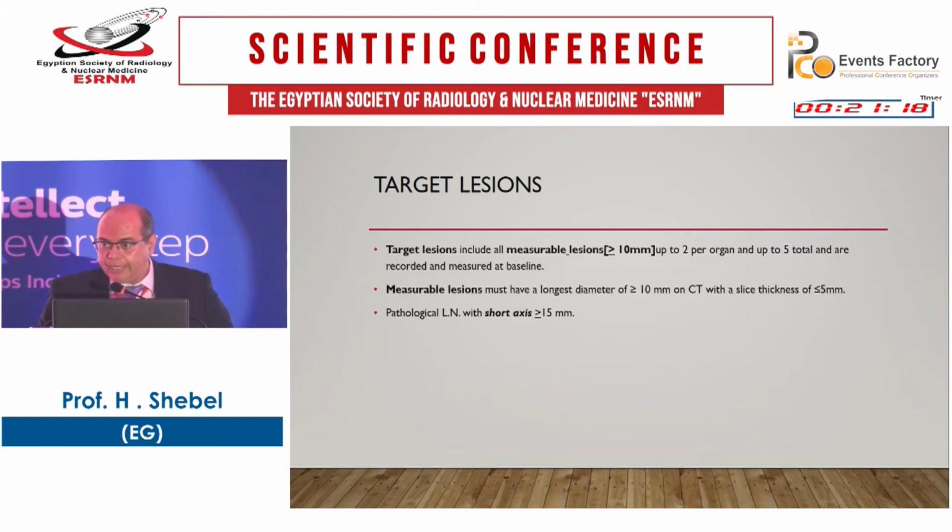Also, in the latest version, they introduced the importance of the assessment of the lymph node. The lymph node differs because we base mainly on the short axis of the lymph node, not the longest axis as with solid mass lesions. And the cutoff value of the short axis to be a target lymph node is equal to or more than 15 millimeters.